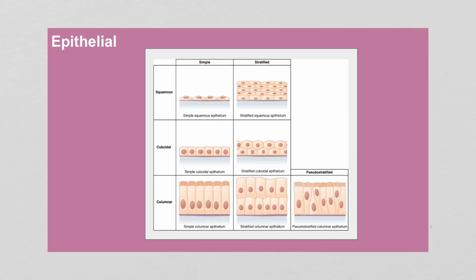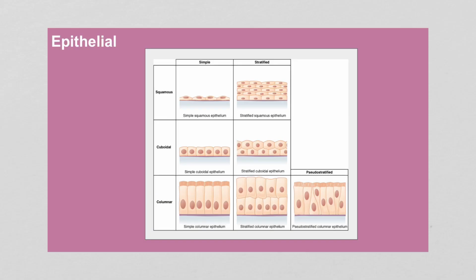The cell shapes include squamous, which is flat or scale-like, cuboidal, cube-shaped, and columnar, which are taller cells than they are wide. Some of the examples that we have of these tissues: simple squamous epithelium is found where substances need to pass through quickly in the lungs and the capillary beds. Simple cuboidal we find in the kidneys and glands. Columnar lines the digestive tract.